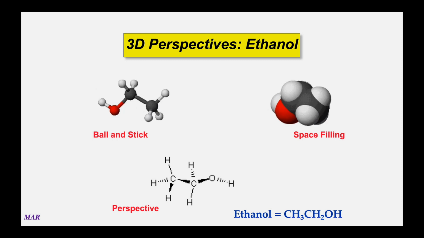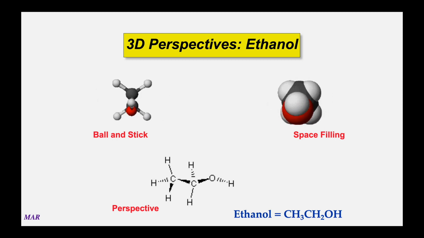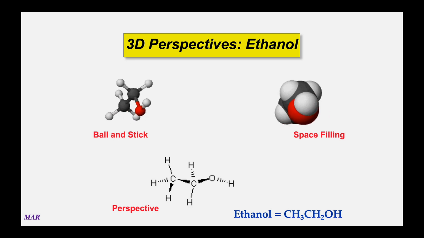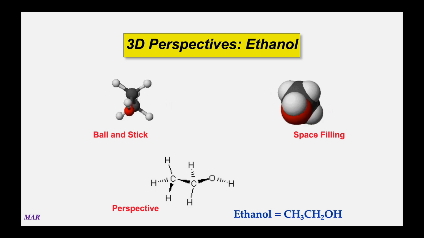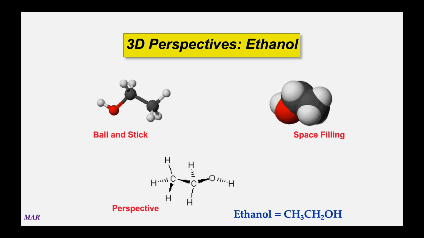Here's another example. This is ethanol, another compound. Ethanol is actually drinking alcohol. Now, ethanol, if you look in the lower right corner, is CH3CH2OH. And all of these are ways to show that same thing, but with ball and stick, space filling, or what's called a perspective drawing.